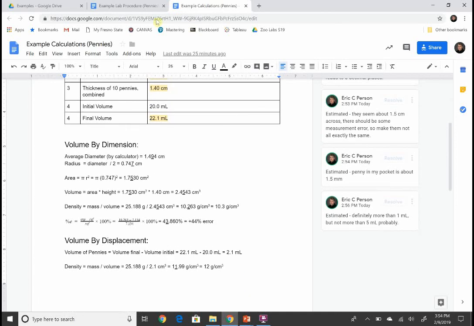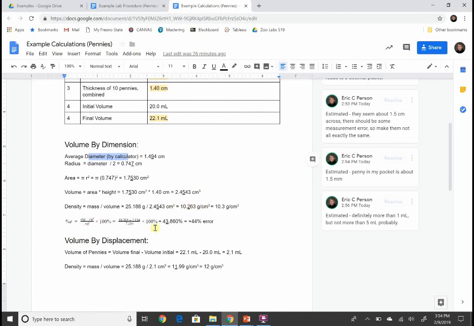So looking here, you'll notice the average diameter was the first step. And just a note, I did it with a calculator, so I'm not writing out the whole calculation. 1.494 centimeters. I would need the radius when I go to the area equation, so I got that. Calculate the area, calculate the volume from the area and height. Now I have a volume. I can take that 25 grams and get a mass. And the mass is 10.263 in this example.